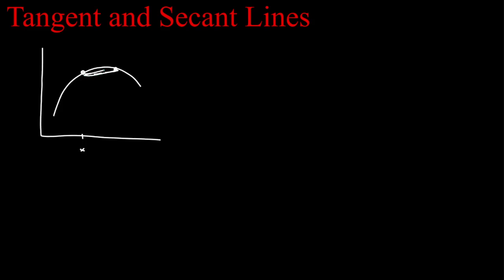So we have this, so this is q. And we start bringing q closer and closer to x. So maybe this is q2, and that will be the new secant line. Now this is q3. That will be a new secant line. You know what, let me use a different color.